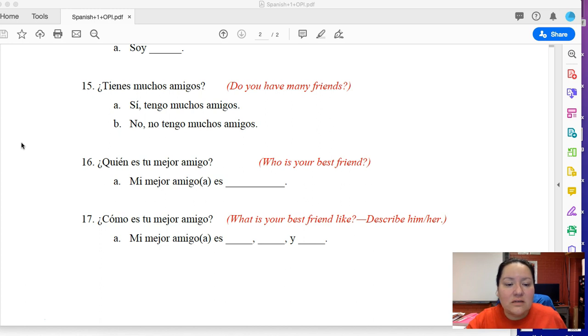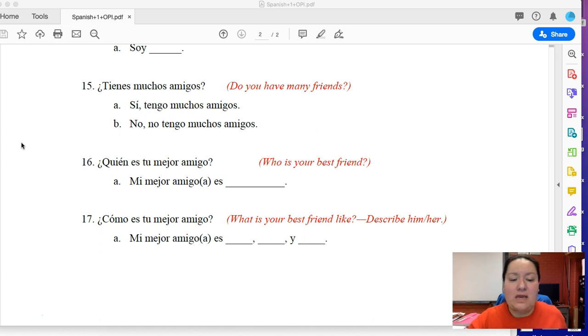Number 16. Who is your best friend? ¿Quién es tu mejor amigo? Now, you may have a best friend that's a girl. So remember to change that, and that's why I have the A in parentheses there for the answer. Mi mejor amigo es. And then you tell me their name. And then number 17, ¿cómo es tu mejor amigo? What is your best friend like?